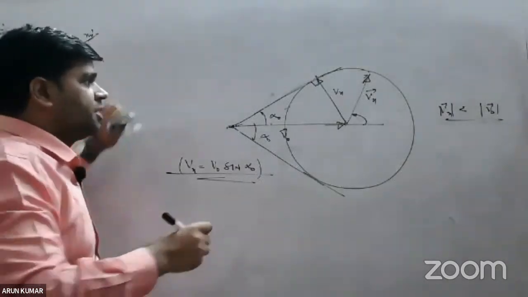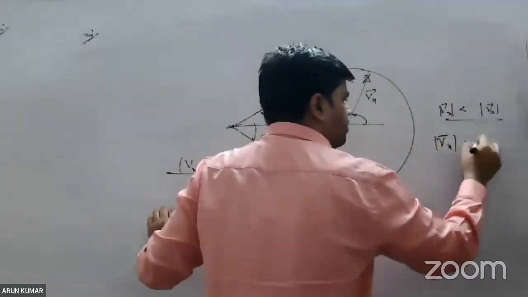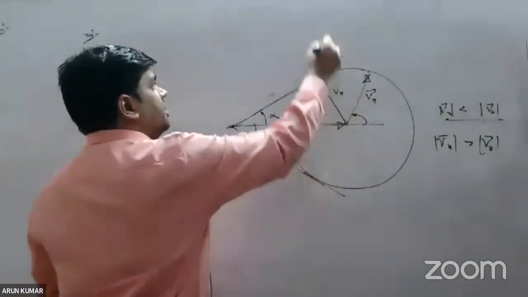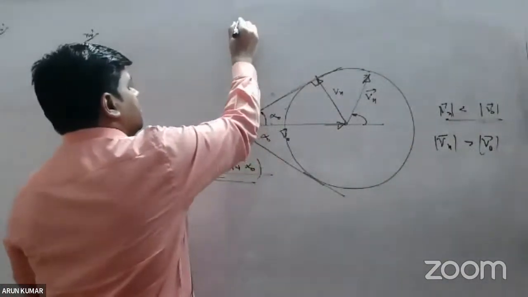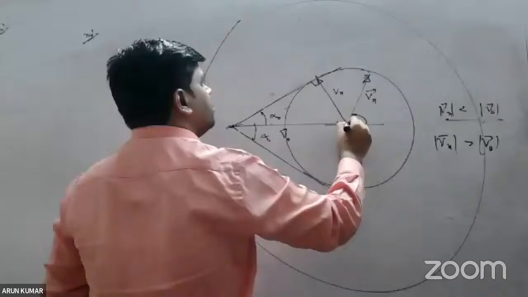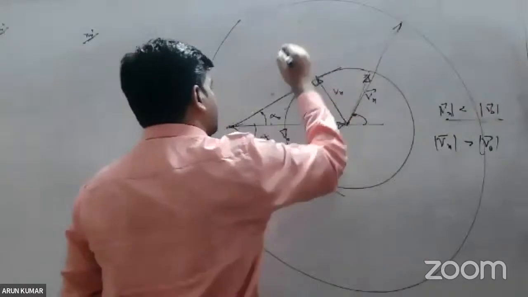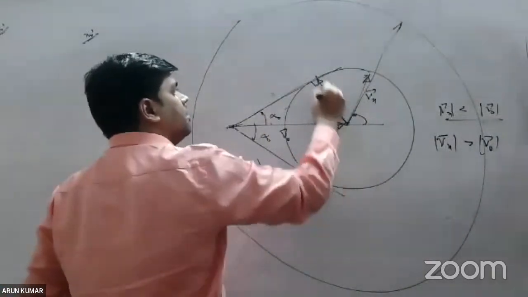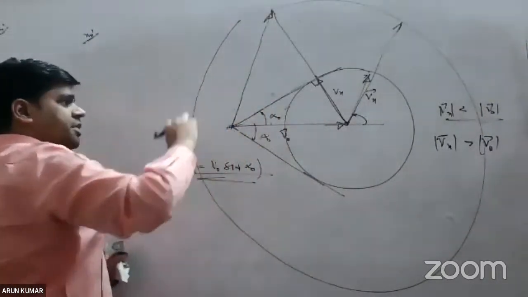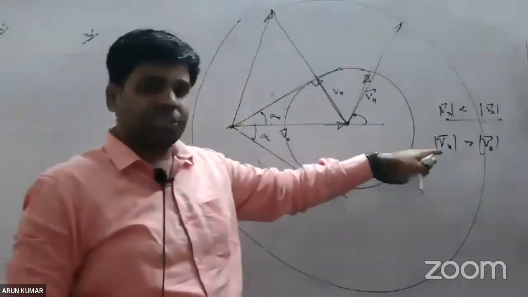But what if this Vx is more than V naught? The length of the vector Vx is more than the length of the vector V naught. That means this circle is somewhere like this. So my one vector Vx is ranging, going from 0 to 360. If you look at the resultant now, the resultant is also going from 0 to 360. So the range of this resultant depends on this condition.